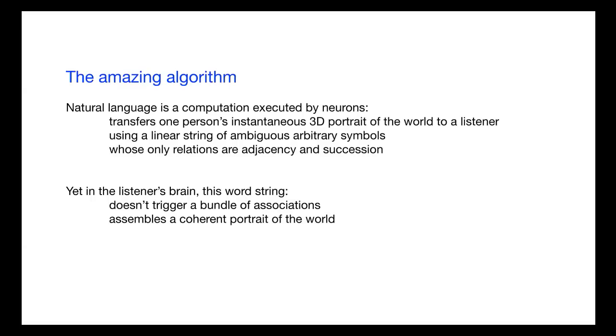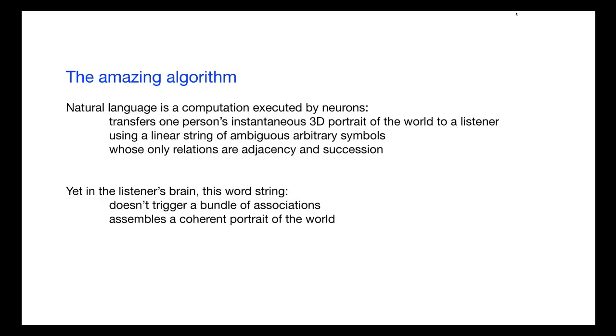So as far as understanding language, I think it's a much more amazing algorithm, whatever it is we do, than people really appreciate. So I want to start off a little bit slowly and point out a few things. One is, I think it's a computation executed by neurons. Most of us biologists would agree on that. And what you're doing is, one person has this three-dimensional, instantaneous, simultaneous picture in his head about the way the world is going around.